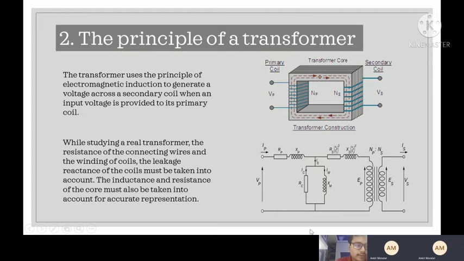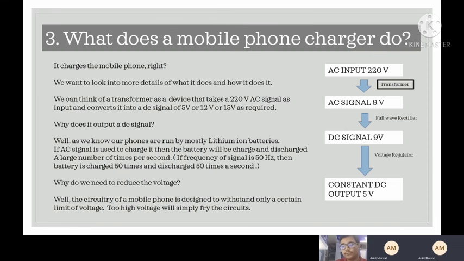And this is an equivalent circuit of the transformer. These are the impedances referred to the high voltage side and can be calculated using the various tests that we saw in the lab. But now let's return to our topic of the project, which is how these transformers can be used in a mobile phone charger. First, let us understand what a mobile phone charger does.